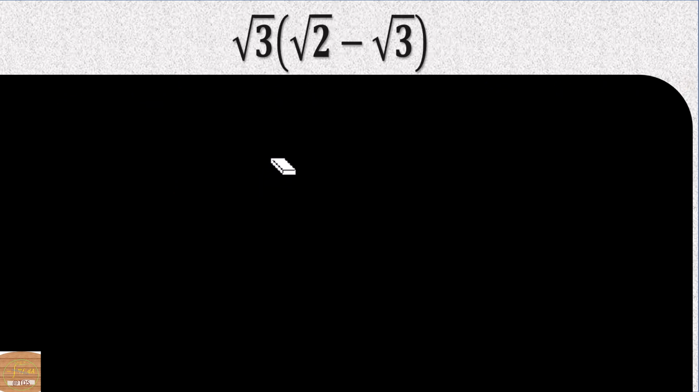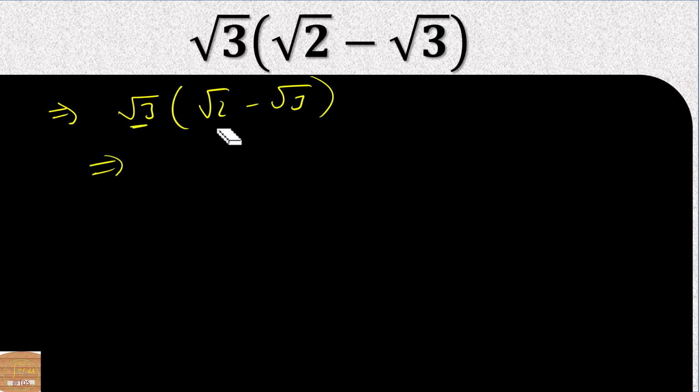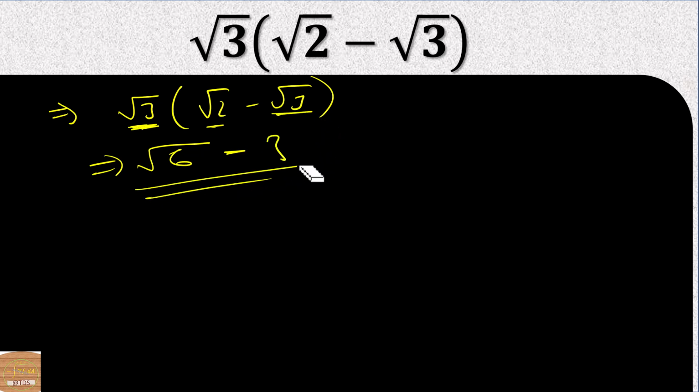All right, so the next example, we have root 3 taking what is inside the bracket. Okay, so this time I'll multiply 3 and 2, so we have root 6, minus root 3 times root 3. Apply the property, the answer is 3. So we have root 6 minus 3. All right.